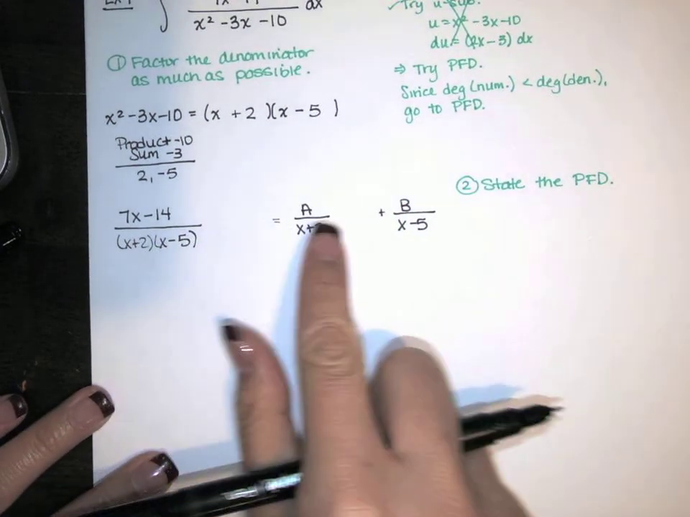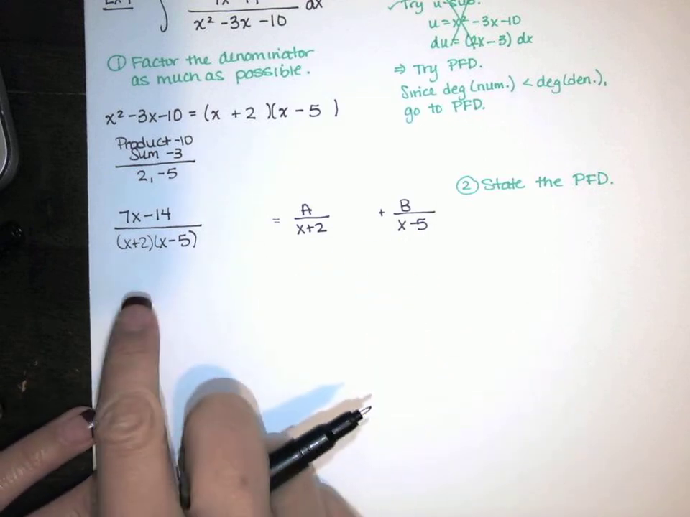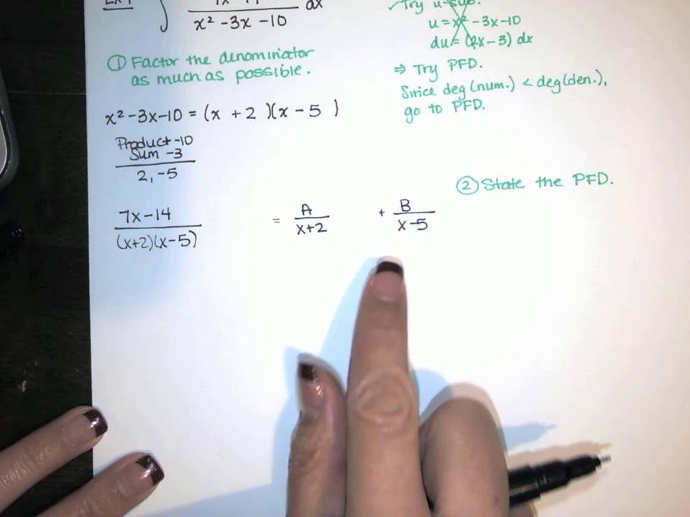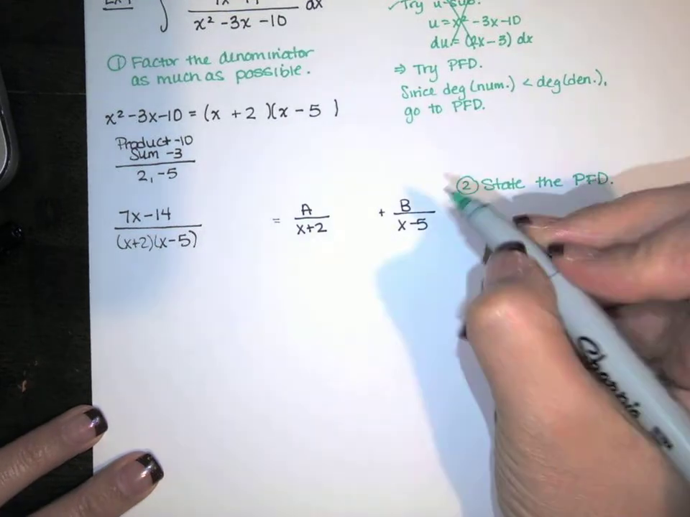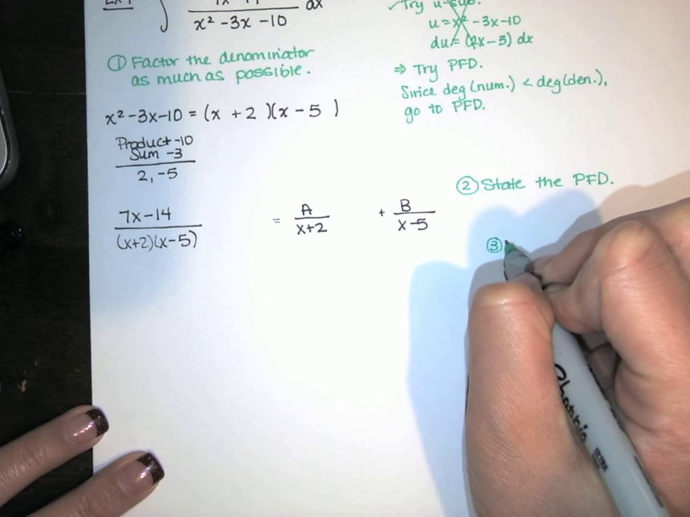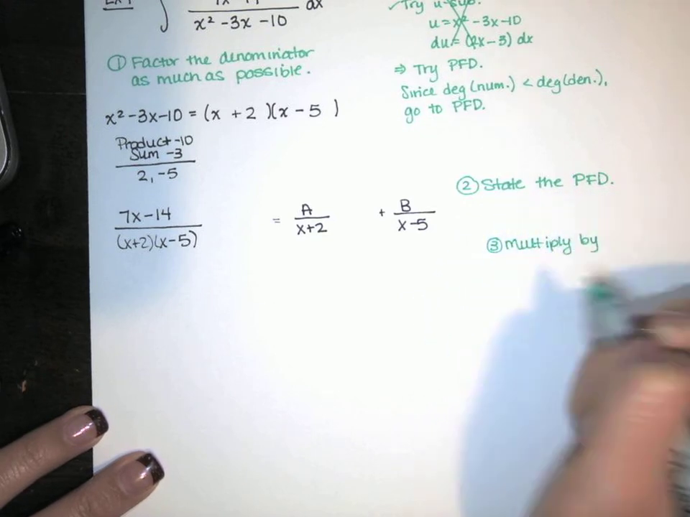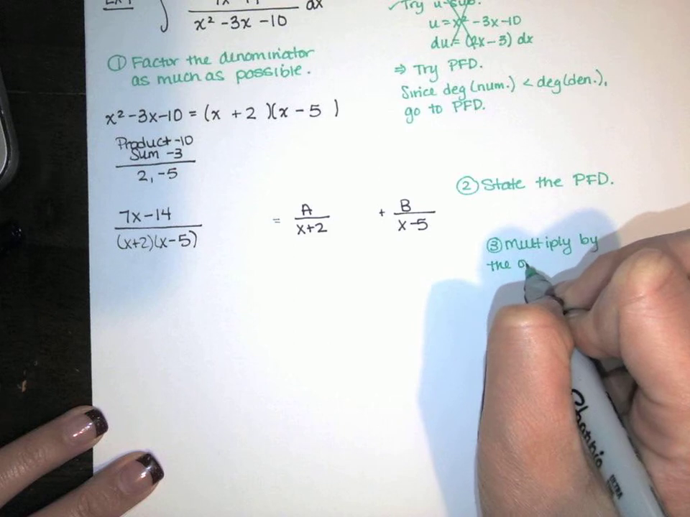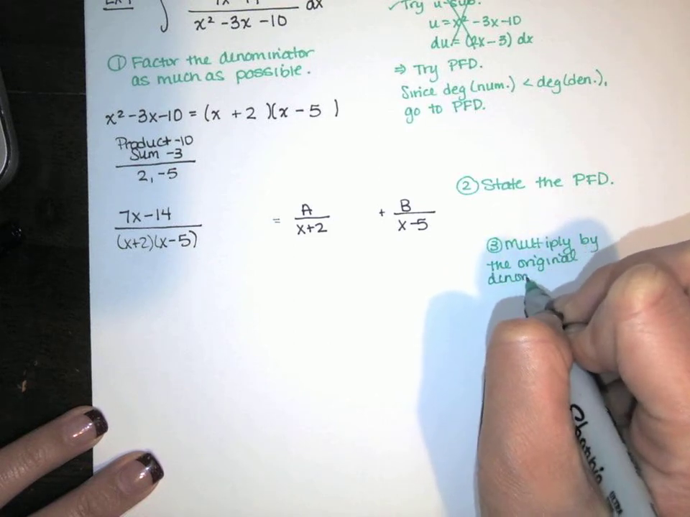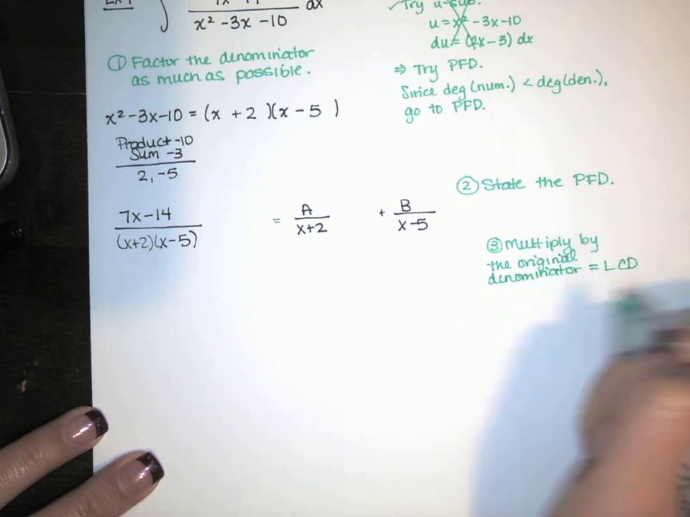Then, in order to find A and B, I'm going to simplify this equation. And I'll simplify this equation by multiplying by the LCD. Now the LCD is always the original denominator. So we're going to multiply by the LCD, which is the original denominator, and then simplify.